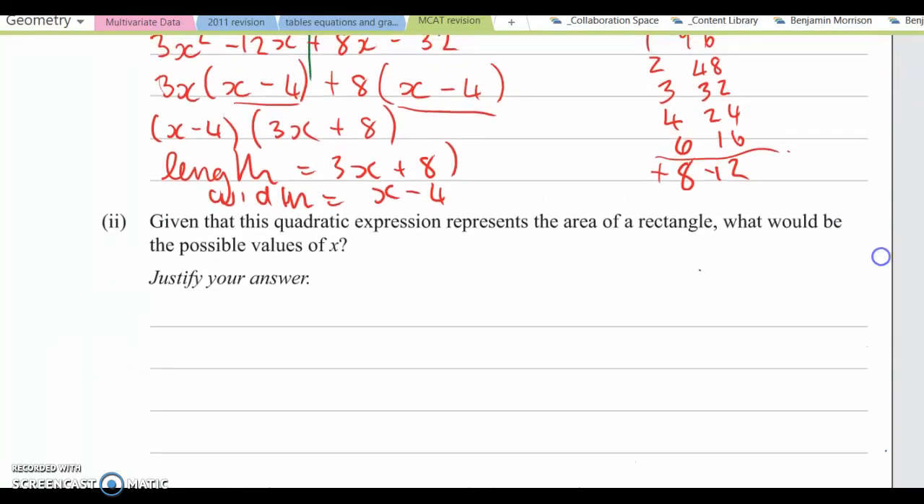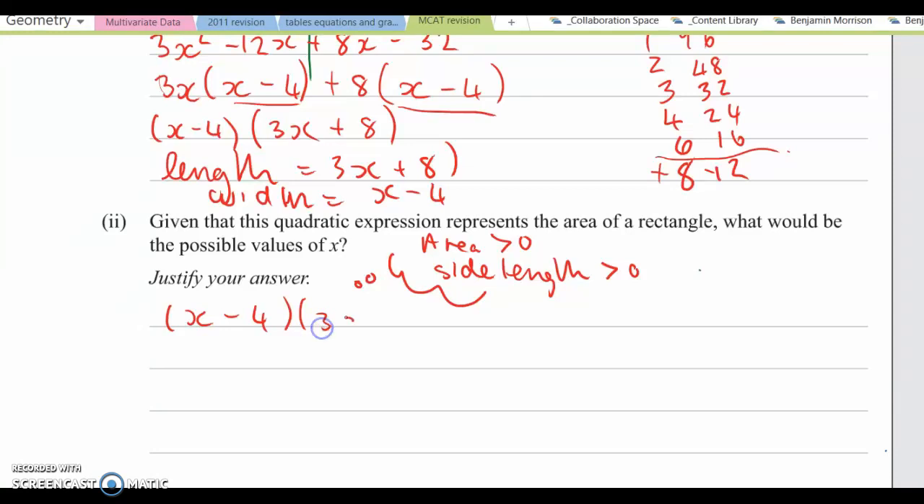Given that this expression represents the area of a rectangle, what would the possible values of x be? Now, just a few little thoughts. Area is greater than 0, and my side lengths are also greater than 0. So that's the two things that I need to make sure of for the area of my rectangle. So I've got x minus 4 and 3x plus 8.